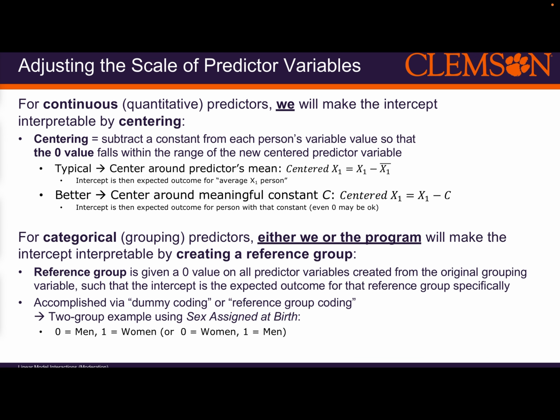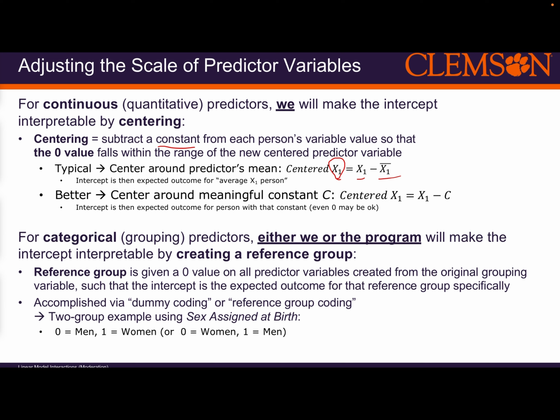So for continuous predictors, we can make the intercept interpretable by centering. Centering means subtracting a constant from each person's variable value so that 0 falls within the range of the new centered predictor variable. Typically, we might center around a predictor's mean, right? So we might say x1 becomes x1 minus the overall mean of x1. The intercept is then the expected outcome for the average x1 person, right?